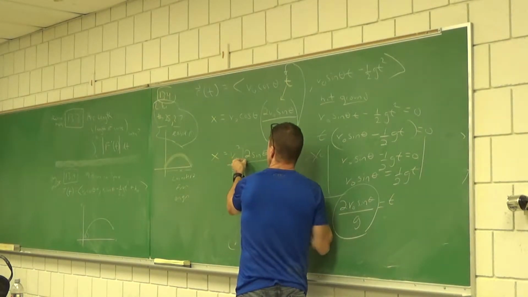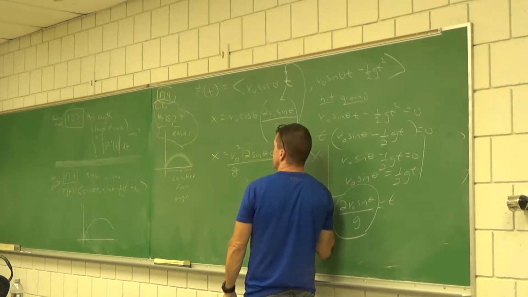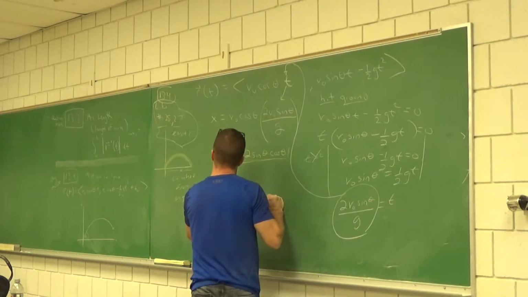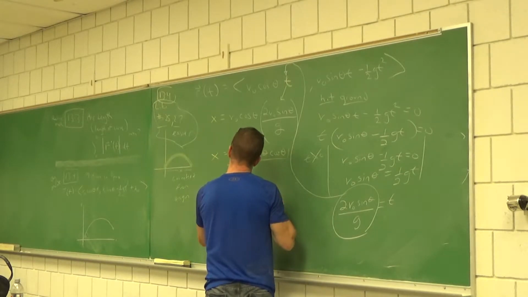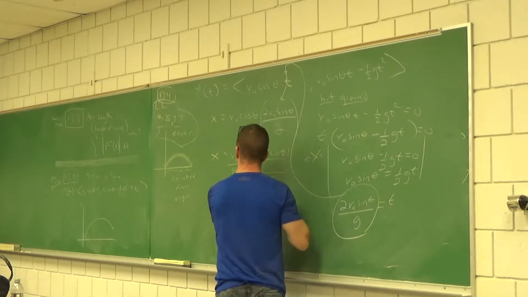So we're going to use it. This is equal to, it's a trig identity. There's a double angle identity for this. And what's that equal to? You got it. Sine of 2 theta. And there it is.